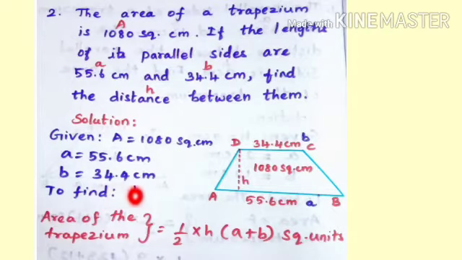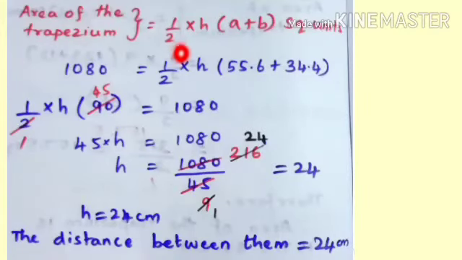And here, the area of the trapezium. We know the formula for the area of the trapezium is 1 by 2 into h into (a plus b) square units. So students, the area of the trapezium is equal to 1 by 2 into h into (a plus b) square units. Here the area of the trapezium is given as 1080, so we can equate this with 1 by 2 h into (a plus b). So 1080 is equal to 1 by 2 into h into (the value of a is 55.6 plus the value of b is 34.4).